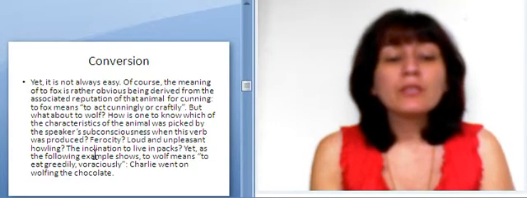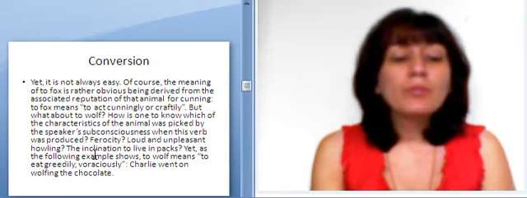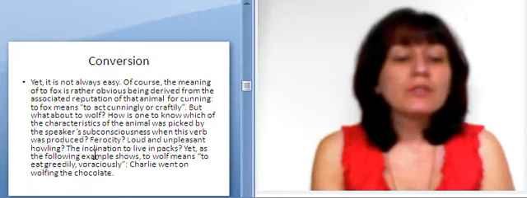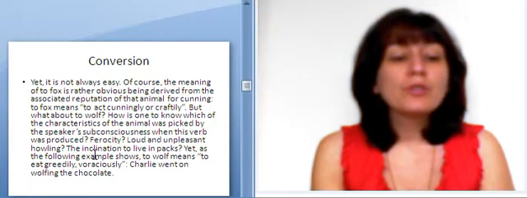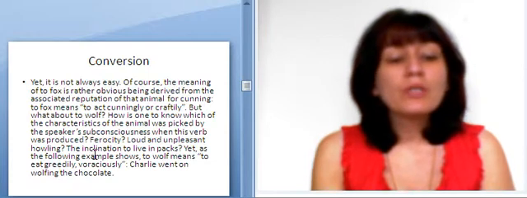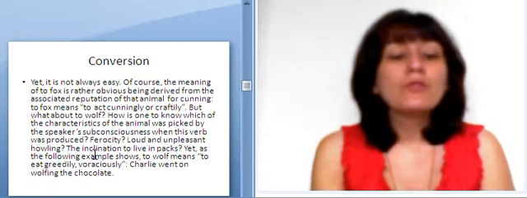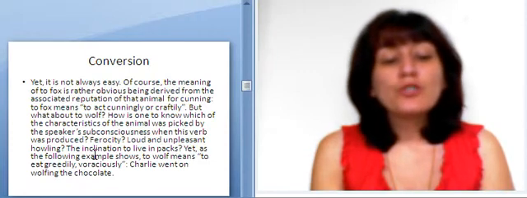But what about to wolf? How is one to know which of the characteristics of the animal was picked by the speaker's subconsciousness when this verb was produced? Ferocity, loud and unpleasant howling, the inclination to live in packs? Yet, as the following example shows, to wolf means to eat greedily, voraciously. For example, Charlie went on wolfing the chocolate.